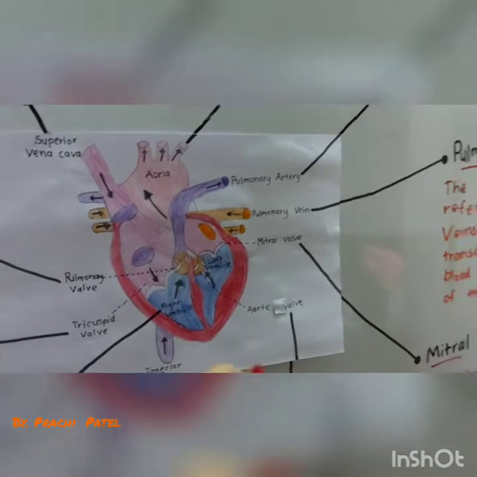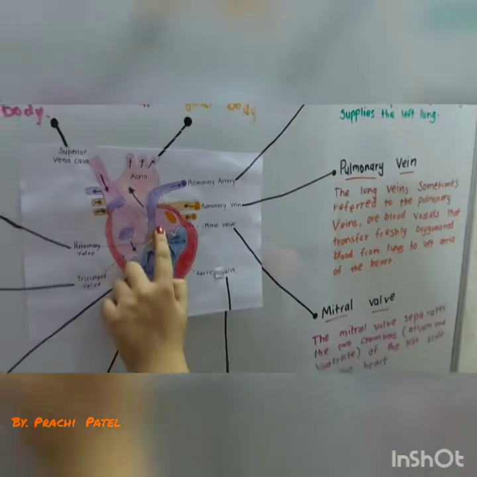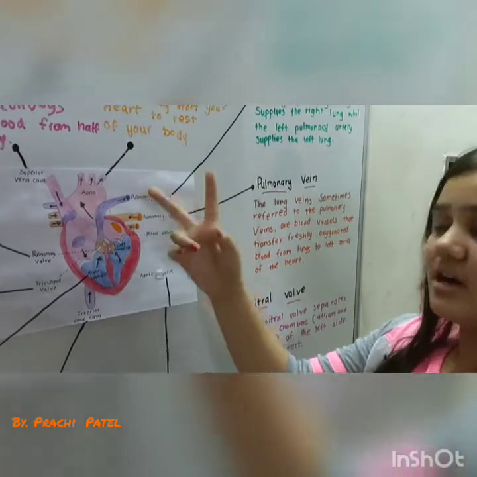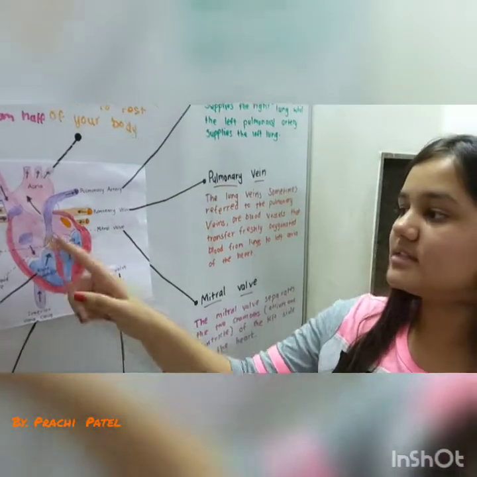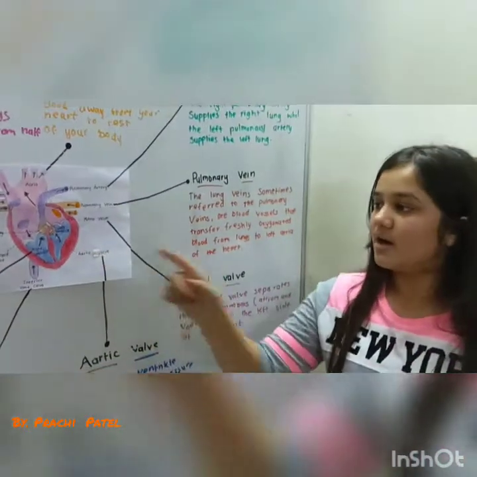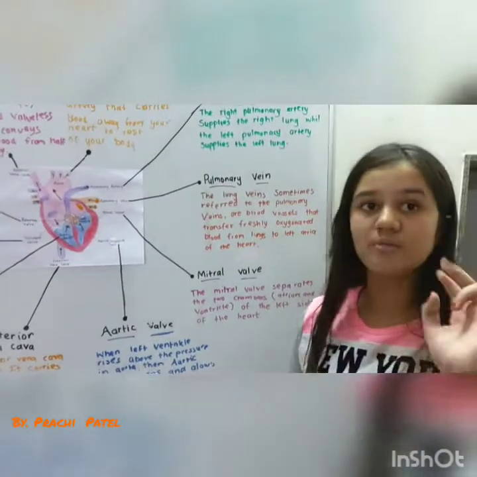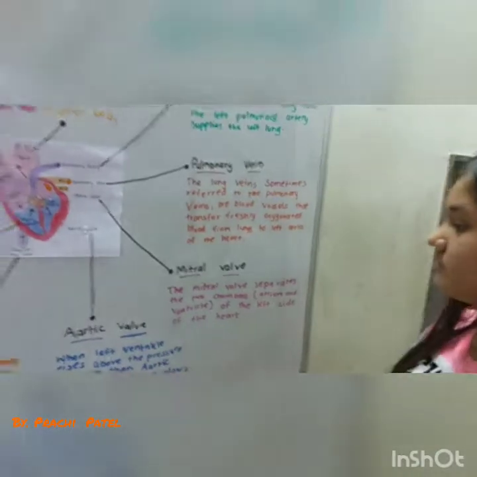Now, it says that it separates the atrium and ventricle. So this part is called a mitral valve, which separates the two chambers. And the ventricle and atrium are the two main chambers of the heart.